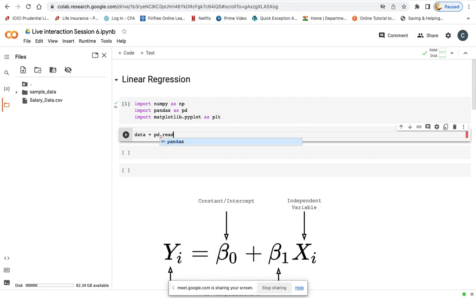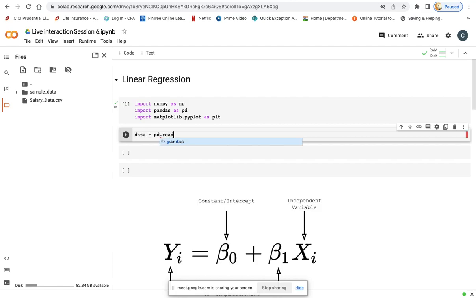So I'll just take X as years experience and Y will be the data salary. Okay, so I have loaded this data. So we will do this.